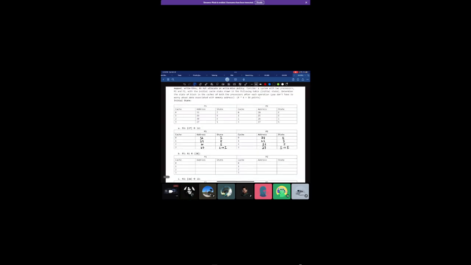Wait, so in processor 2, since it's the same in the cache and main memory, it goes from shared to exclusive. Yeah. But if we weren't updating the main memory and just the cache, then it would be shared to modified. And it's because we're doing a write through, right? Yeah, write through. Okay.